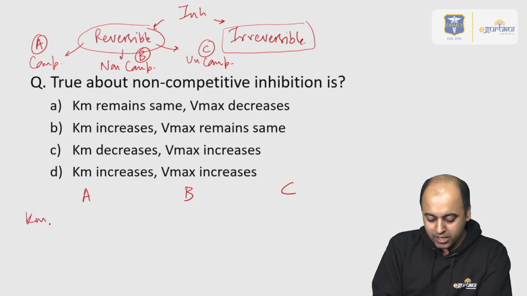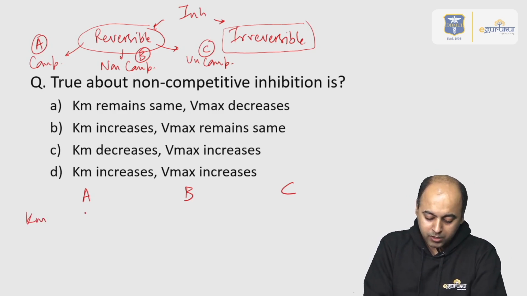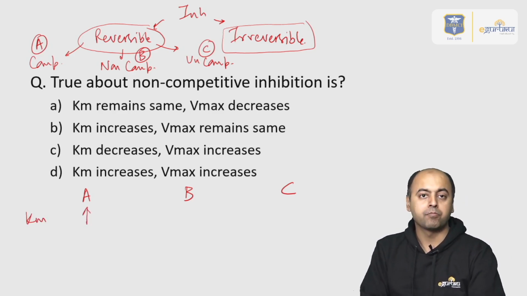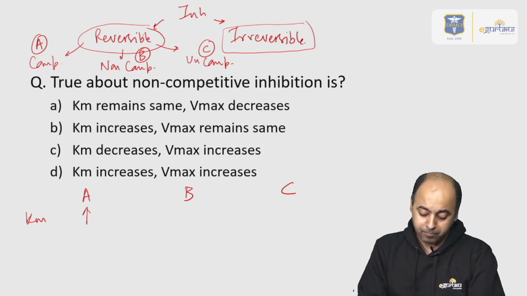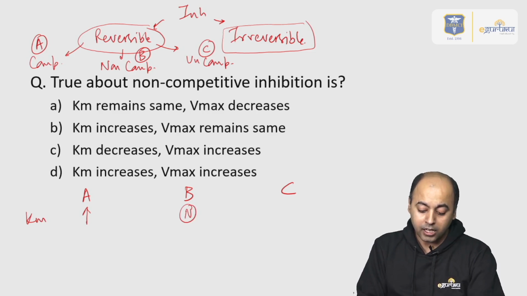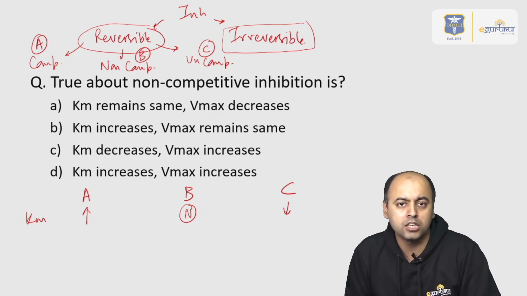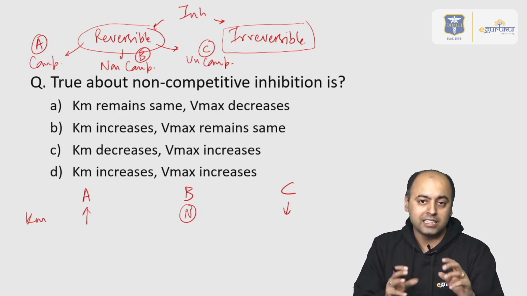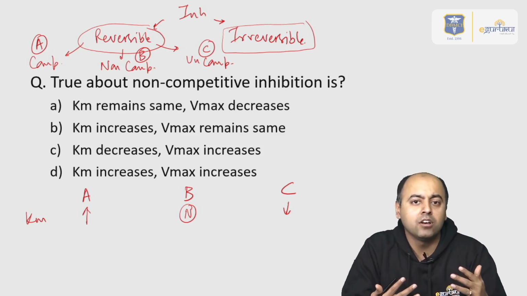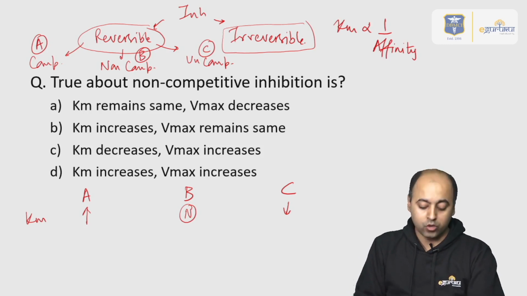First, what happens to Km? In case of competitive, the Km increases. In non-competitive, the Km remains the same, and in uncompetitive the Km decreases. I am sure you know what Km is. Km denotes the affinity between the enzyme and the substrate. Km and affinity have a reciprocal relationship, meaning more affinity, less Km; less affinity, more Km.